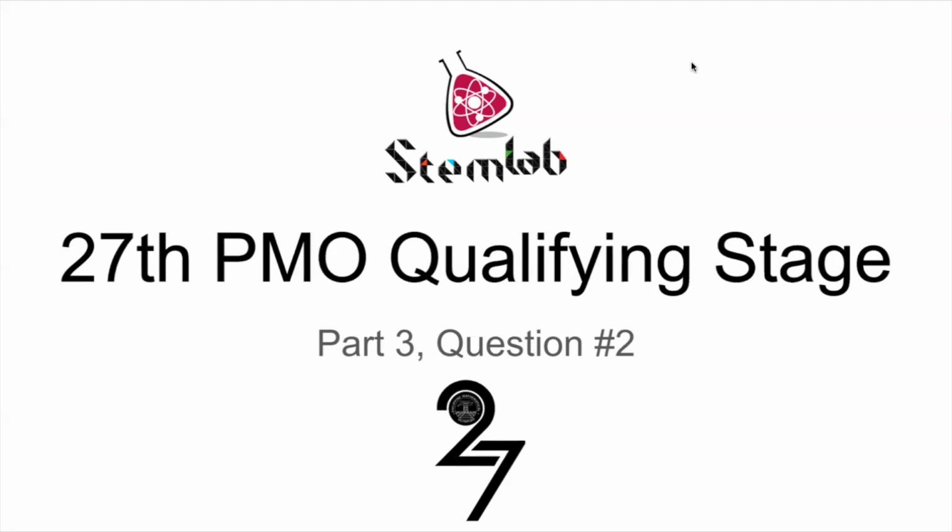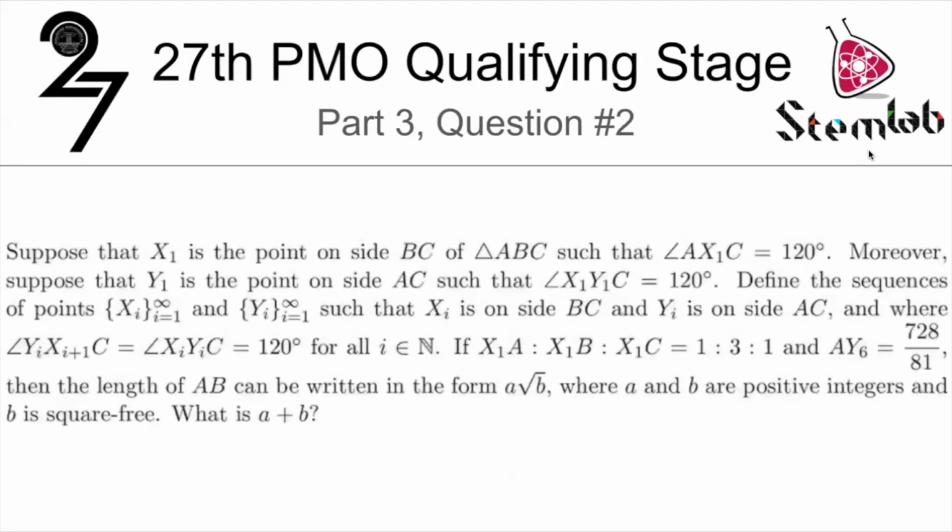Today, we will go over the 27th PMO Qualifying Stage, Part 3, Question 2. Question 2 asks, suppose that x sub 1 is a point on side BC of triangle ABC such that the angle AX1C is equal to 120 degrees.